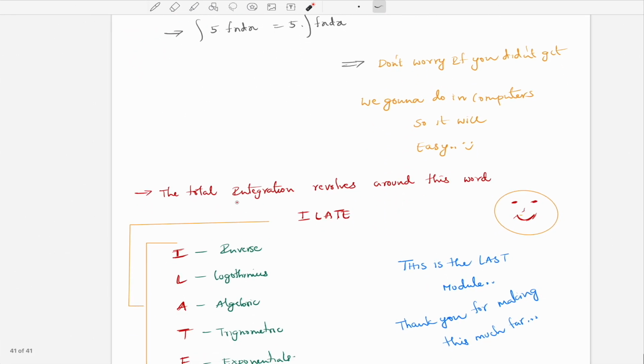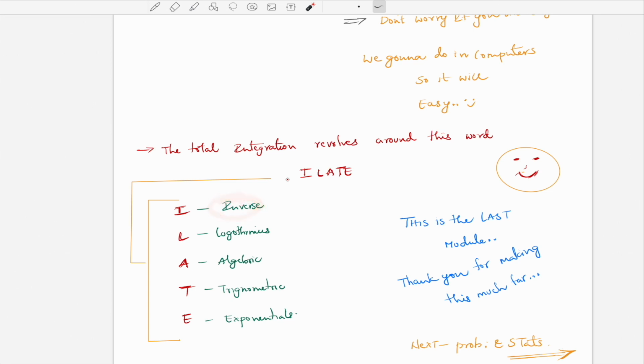So I just want to give an outro for this integration. The total integration revolves around the word ISOLATE. It's not I love, it's ISOLATE. So what is ISOLATE? I means inverse, L means logarithms, A is algebraic, T is trigonometric, and E means exponential. So the integration revolves around these letters: inverse, logarithms, algebraic, trigonometric, and exponentials. The whole integration revolves around this word, okay?